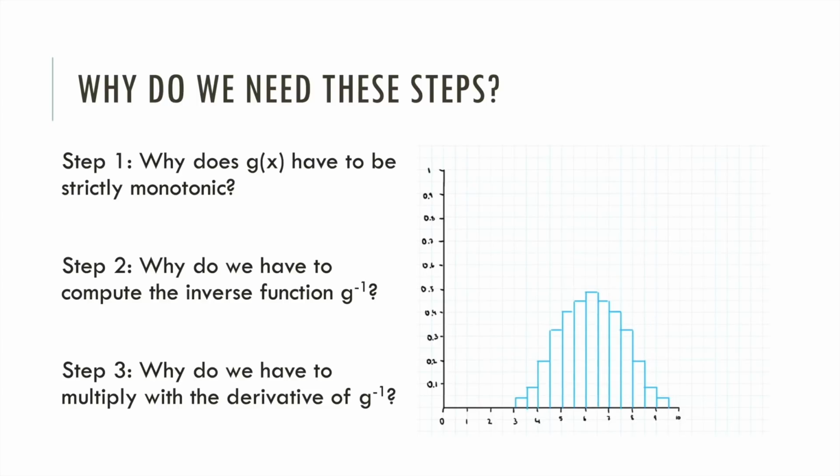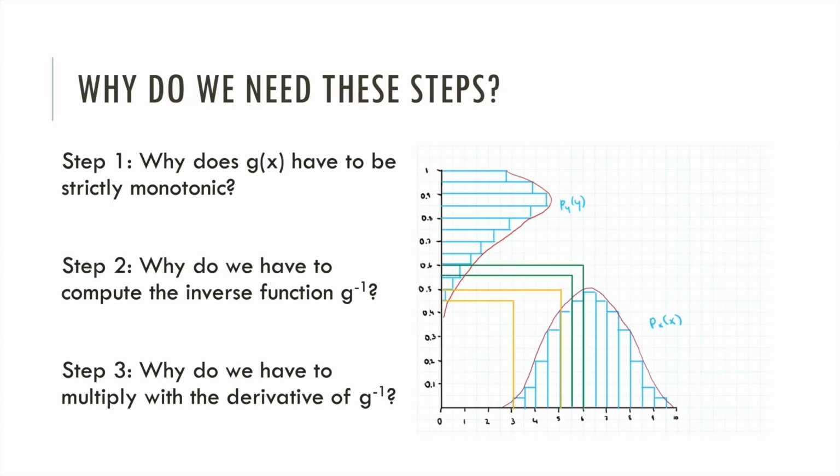Here's why. So now we try to represent this transformation in one graph. This is the graph, and we want to transform p_x of x to p_y of y. We want to, let's say, transform the probabilities between the interval of 3 and 5 onto the y-axis, and we do this with the help of the inverse function of g(x), as you can see here.